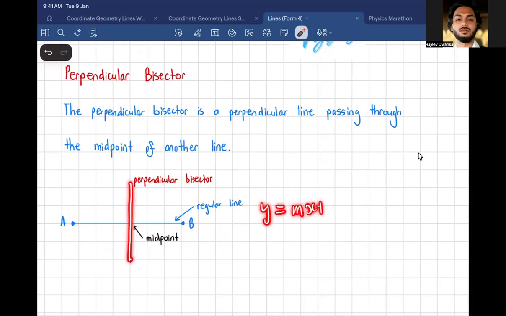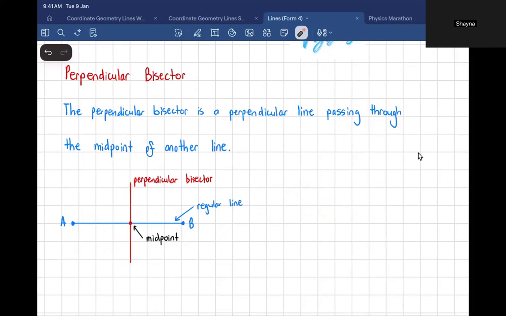So y is equal to mx plus c. We don't have m. The only problem is we don't have c, right? Yes, sir. Now, in these cases, we would typically look for a what on the line? A what on the line? A point.